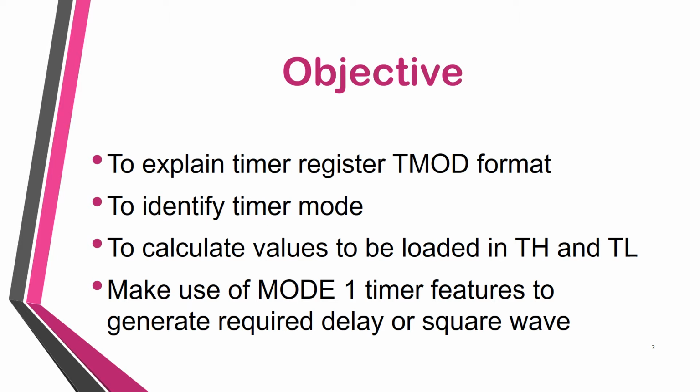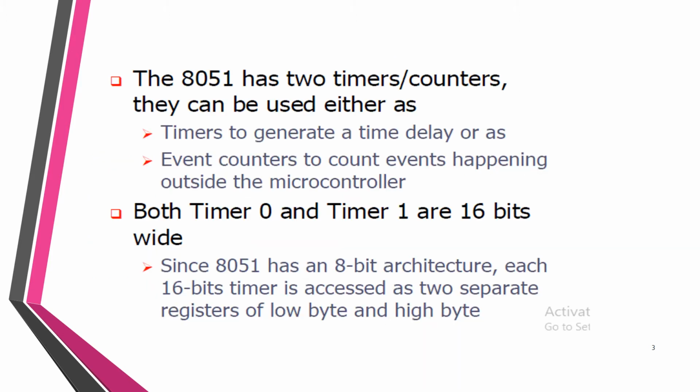Then calculate the values to be loaded in the TH and TL registers. This is the most important part as far as timer operation or timer programming is considered. And then make use of mode 1 timer features to generate the required delay or to produce a square wave. So these are some issues which we will be dealing with in this session.